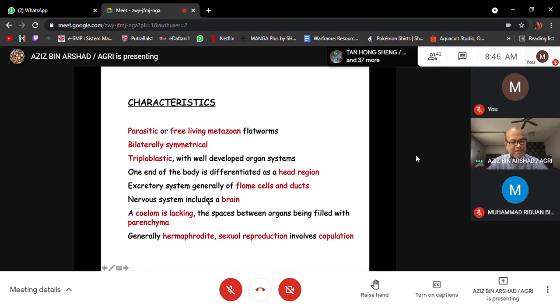The nervous system does include a brain now. They have a nervous system that has the brain controlling everything. The body coelom is lacking. In the body, there is something like a cavity, and this is called the coelom. For the platyhelminth, the coelom is lacking, and the space of this cavity is filled up with tissue called parenchyma. Generally hermaphrodite because they are parasites, but some of them can opt for sexual reproduction. So there are a few of them here. As usual, try to remember 5.